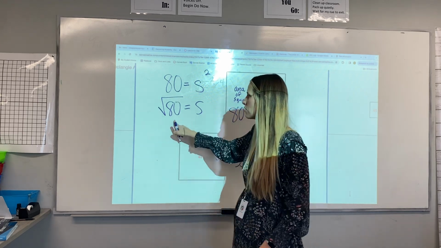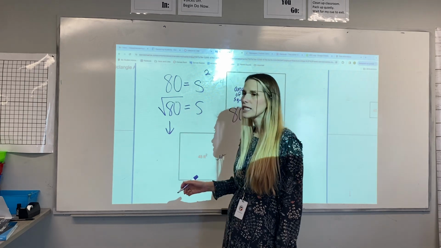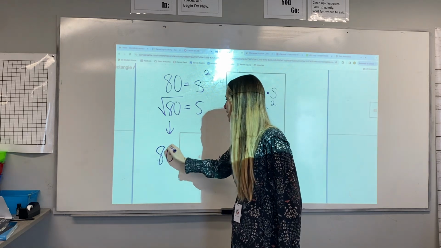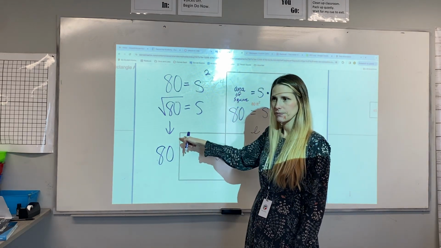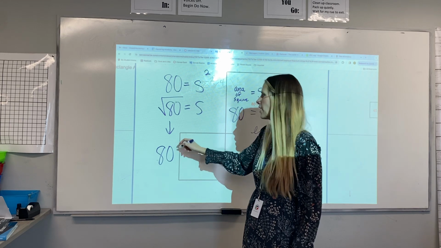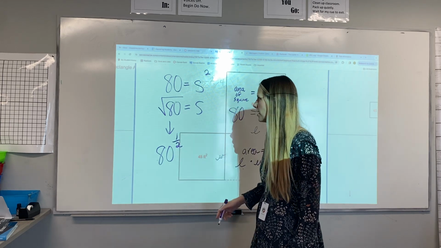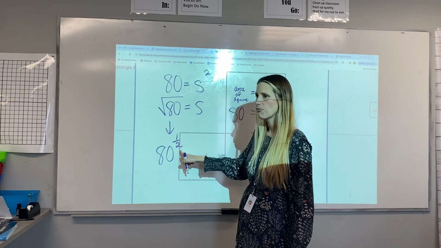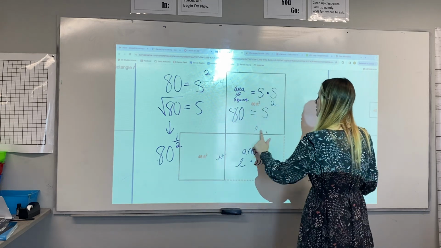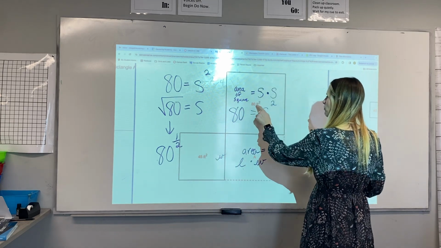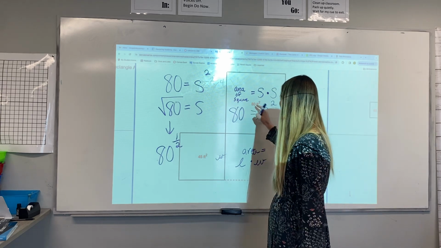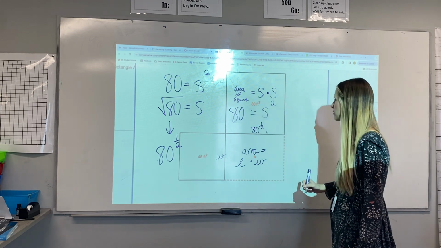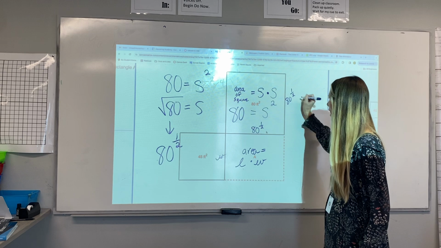So, we're gonna rewrite the square root of 80 using rational exponents. What would that look like? 80 to the what power? 1/2. 80 to the 1/2 power. Very good. The square root of 80 is the same thing as 80 to the 1/2 power. So we're gonna say that this side, for the square that is 80 feet squared, is 80 to the 1/2 power. Also, this is 80 to the 1/2 power.